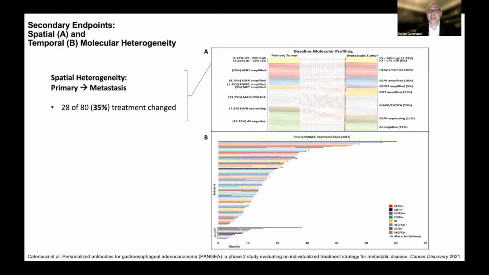And you can see that treatment changed based on the primary site versus the metastatic site in 35% of the patients enrolled. And so this is important because we could be targeting just the primary tumor, but it's not addressing the burden of disease in the metastatic sites. And so all of the biomarkers showed this discordance from primary tumor to metastatic tumor to some degree. And overall, as a whole, there was 35% treatment change based on the metastatic site.